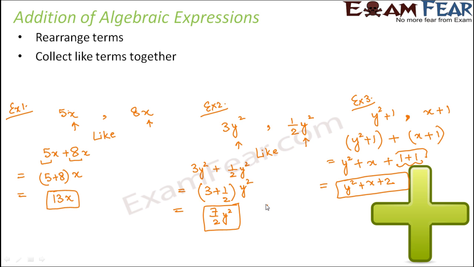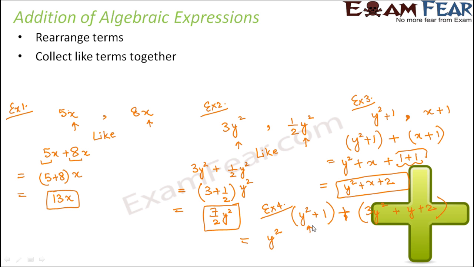So let us take one more example for an even better understanding. So here we take a little more complicated example. So you have one expression y square plus 1, you have another expression 3y square plus y plus 2, and you have to add these two. So that means this expression needs to be added to this expression. So first of all, you rearrange the terms. That means you collect the like terms together.